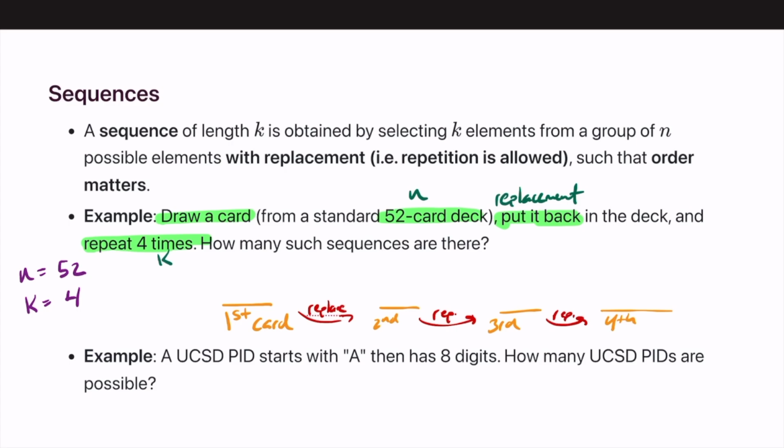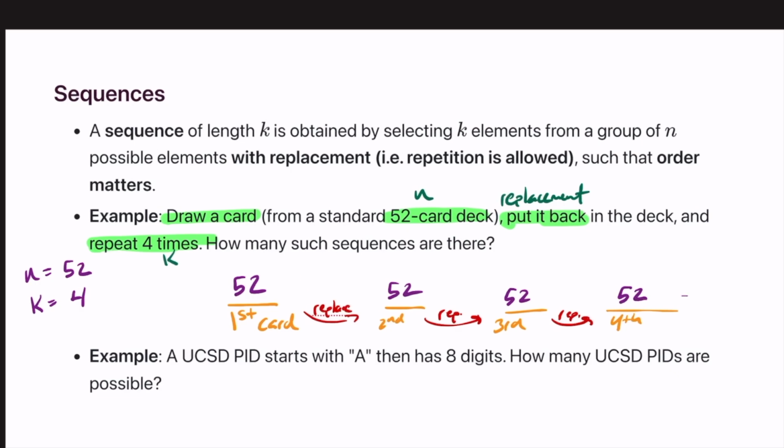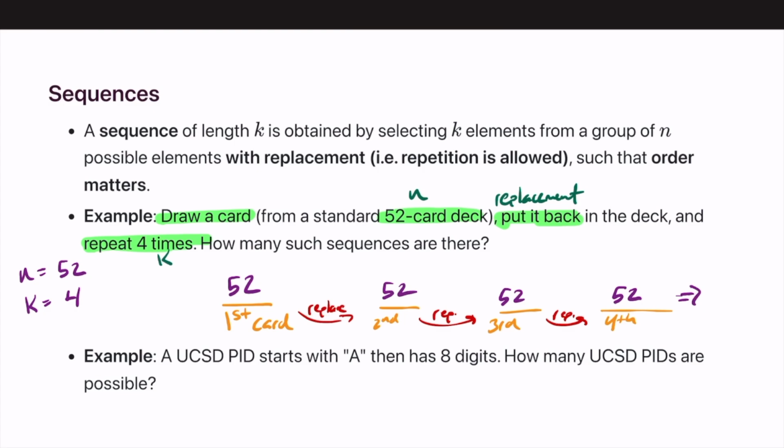So what does that tell us? Well, that tells us that every single time we draw a card, we put it back, thus the deck never goes below 52 cards. So we have 52 cards, 52 cards, 52 cards, and finally 52 cards. So thus our sequence count is 52 to the 4th possible sequences. So that's how many different options we have essentially for the 4 cards we could draw. So 52 to the 4th.